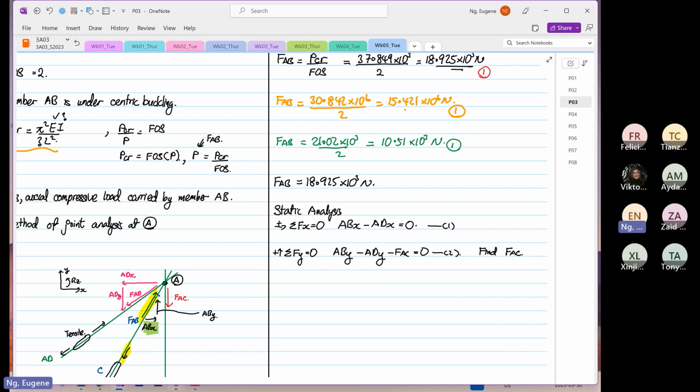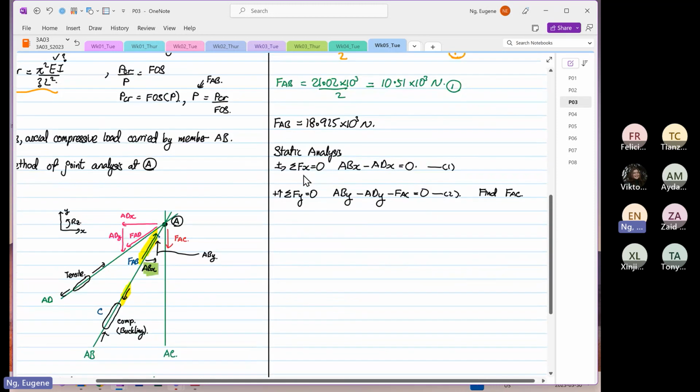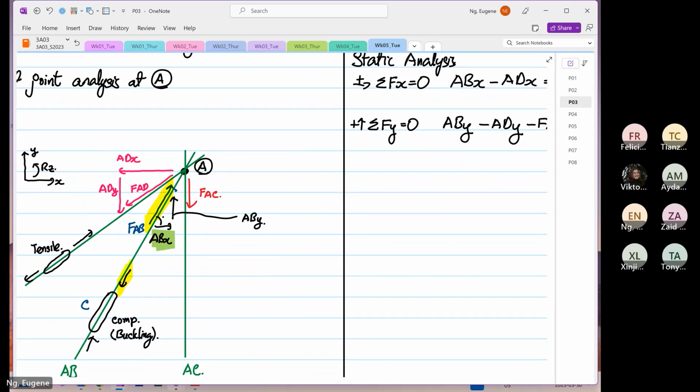Summation of forces in the vertical direction, positive is going up. So ABY minus ADY minus FAC is equal to 0. Okay, so we need to find out what is our ABX. If we look at the angle, what we have is 60 degrees and 45 degrees. So we know that this angle over here is 60, and this angle here is 45.